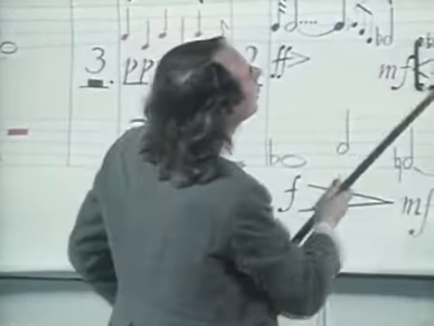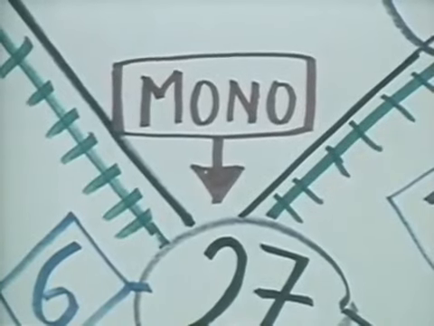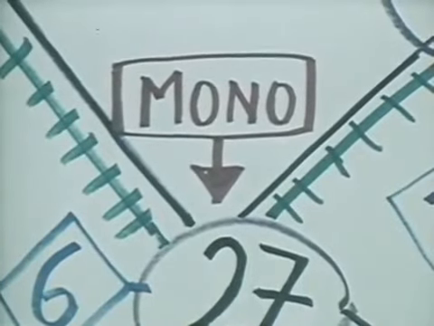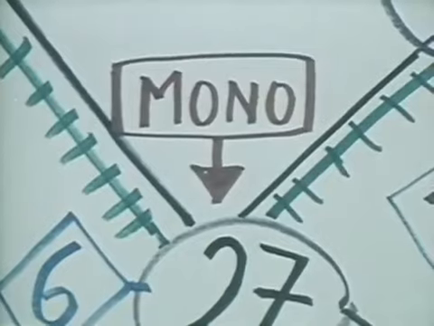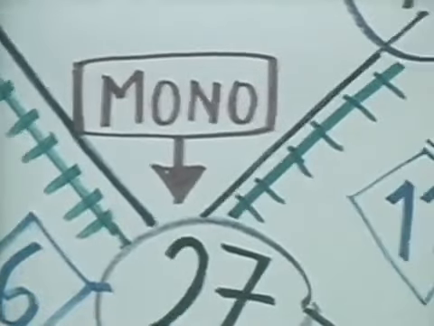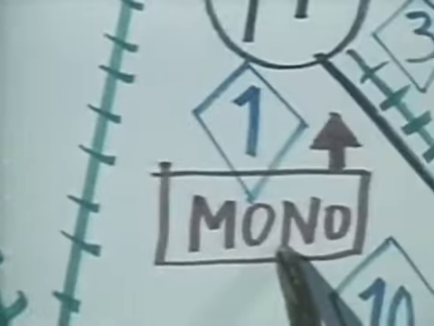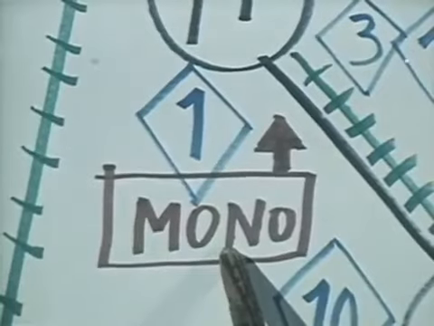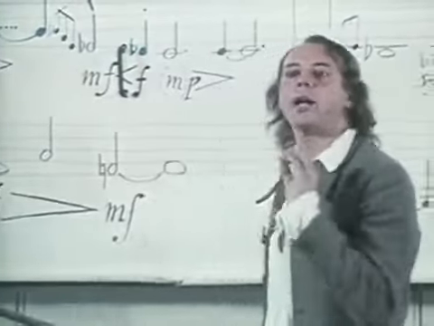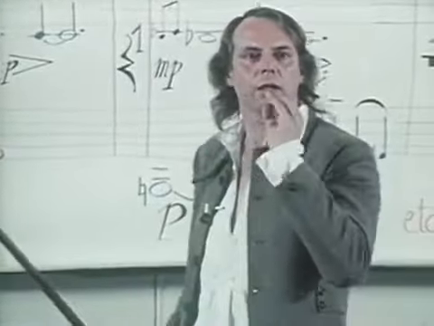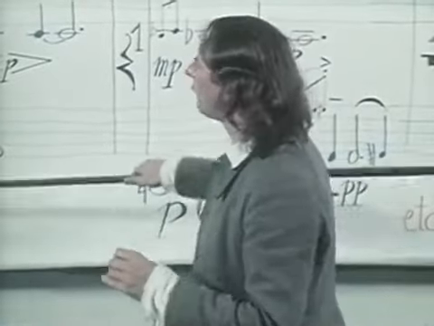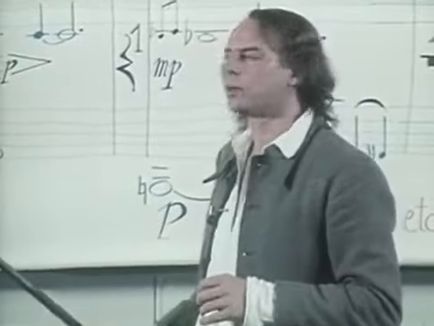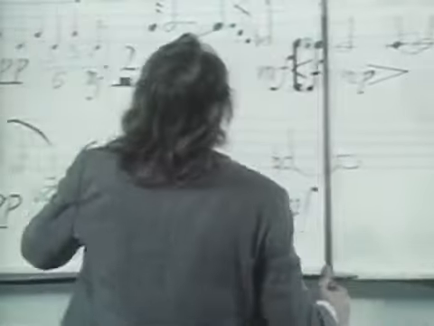And then I write here on the blackboard, mono, which means only one layer is there. And when the arrow is going downwards, then I have used only the lower part. When the arrow is going upwards, like here, then I have used only the upper part. Then it is a monodic music, just like a single melody without anything going with it, without counterpoint. So this is the simplest case.